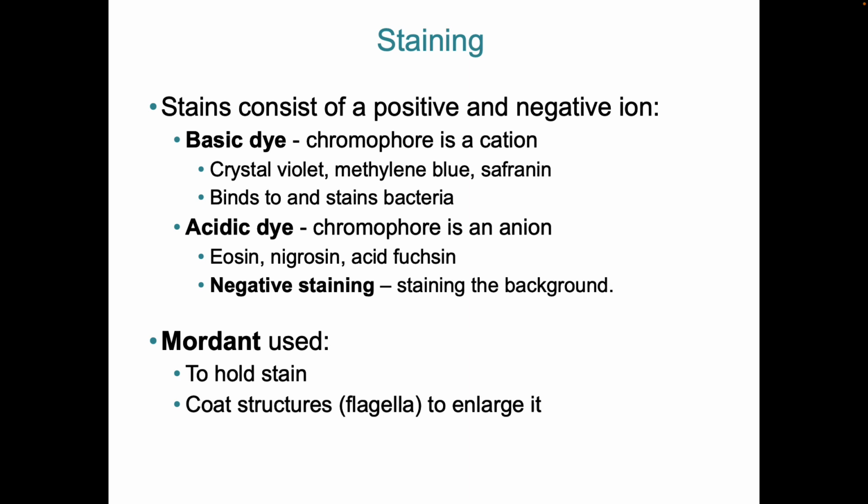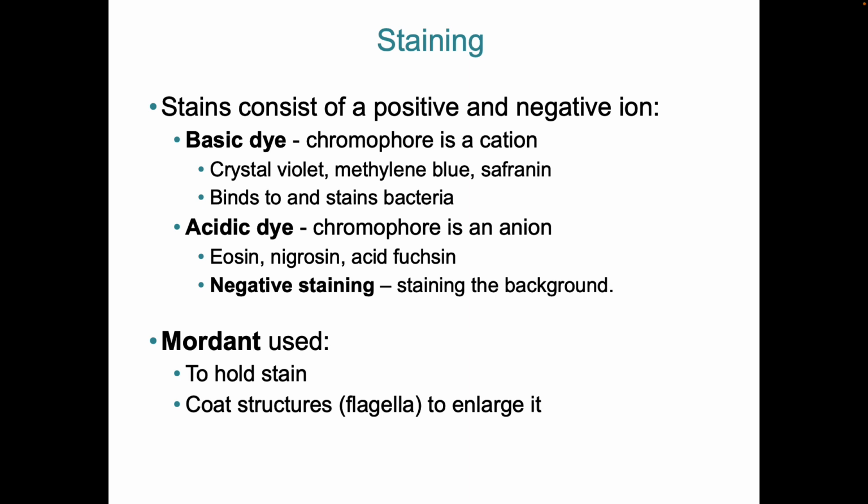So the basic principle behind how staining works is that stains can either have a positive or a negative ion. If you have what's called a basic dye, the color, the dye, is a cation. It's a positively charged ion. Some examples that you might use in the lab include crystal violet, methylene blue, and safranin. So the principle behind this is that because the dye is a positively charged ion, it will be attracted to and stick to the negatively charged cell of the bacterium.